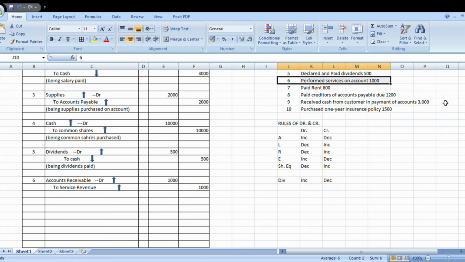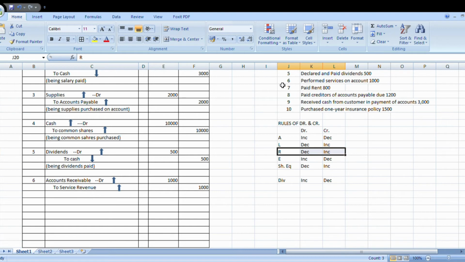So when you perform services or sell goods, first of all, you are doing it to earn revenue. So what do you get? You get revenue. If you're performing services, you get service revenue. If you are selling goods, you get sales revenue. In this case, it is the service revenue that has been generated. When revenue is increased, it is to be credited. So you have credited service revenue.